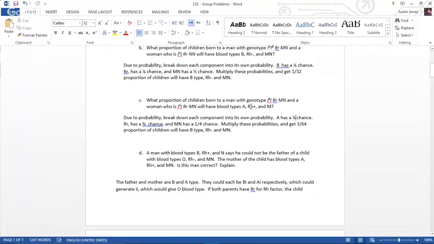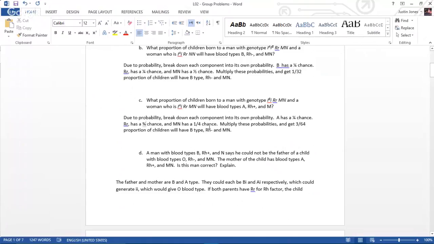We want Rh positive, which means we need at least one of these dominant Rs to be passed on. So it doesn't really matter which one we give. It can be from mom or dad or both of them. And so if you go through the Punnett square, you're going to get 3 out of the 4 squares where there is a capital R put in there. So we get a chance of 3/4.